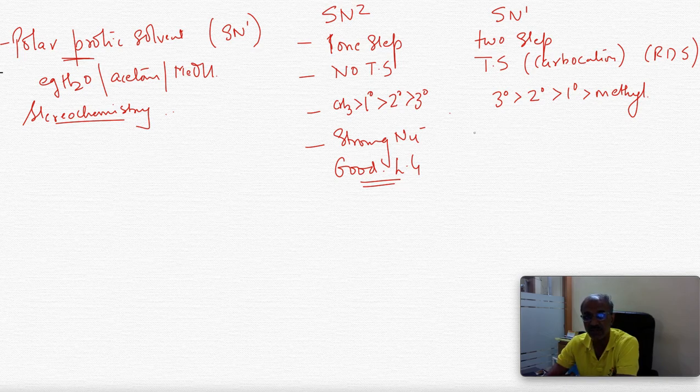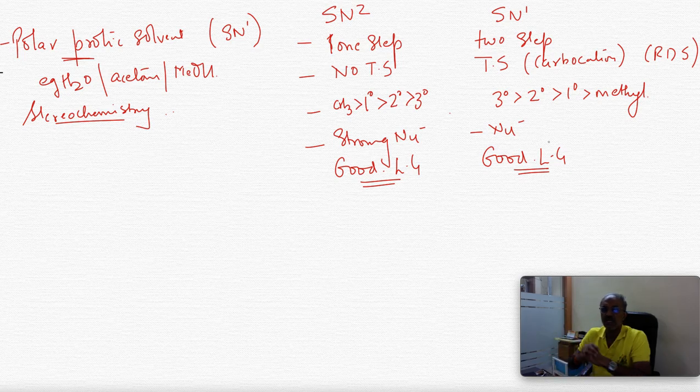Now in SN1, the nucleophile can be normal, no need of any strong nucleophile. A normal or even a weak nucleophile will do, because it goes with a frontal attack, which can happen easily. But in this scenario also the leaving group has to be very good, because only a good leaving group will easily form the carbocation. If the leaving group is bad, then the formation of the carbocation becomes difficult.